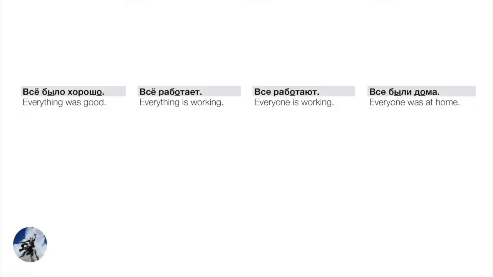Все было хорошо. Right, note the neuter verb, right? Neuter singular. Все было хорошо. Все работает. Everything's working. Now compare that to все работают. Everyone is working. Plural. Все работают. Все были дома. Everyone was at home, right? Все были дома.